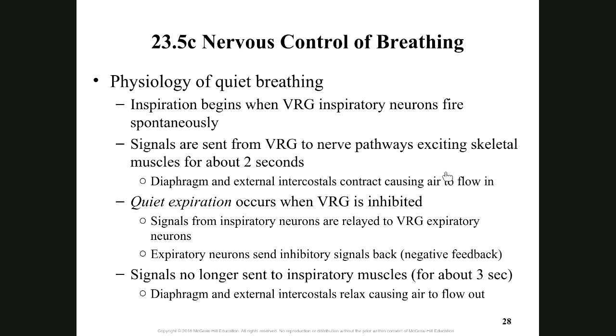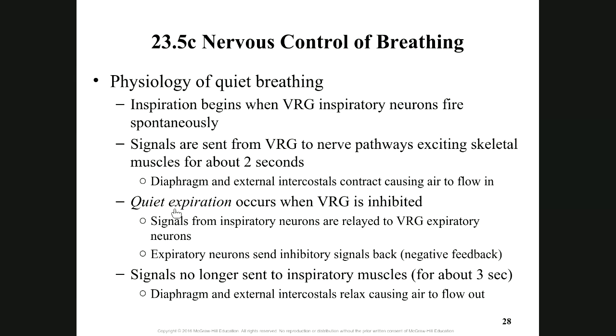Now, when we want to have quiet breathing, we have these steps. Inspiration begins when our ventral respiratory group fires, when they become stimulated. When these centers become stimulated, the nerve signals are sent from the VRG to the nerve pathway. Do you remember I told you that this VRG can innervate the diaphragm and intercostal muscles? So when we have the signals from this VRG, the diaphragm and external intercostal muscles go to contraction. When they contract, they increase the volume of our chest and the air flows inside. This is the breathing. Inhalation.